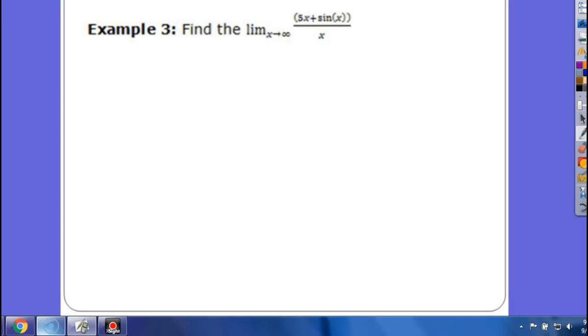If we look at this example here, do you see how the numerator is two things being added together, but the denominator is singular? When you have a singular denominator, what can you do to that denominator with its numerator? You can split it, right? So what I want to do in this case is rewrite this as the limit as x approaches infinity of 5x over x plus sine of x over x.